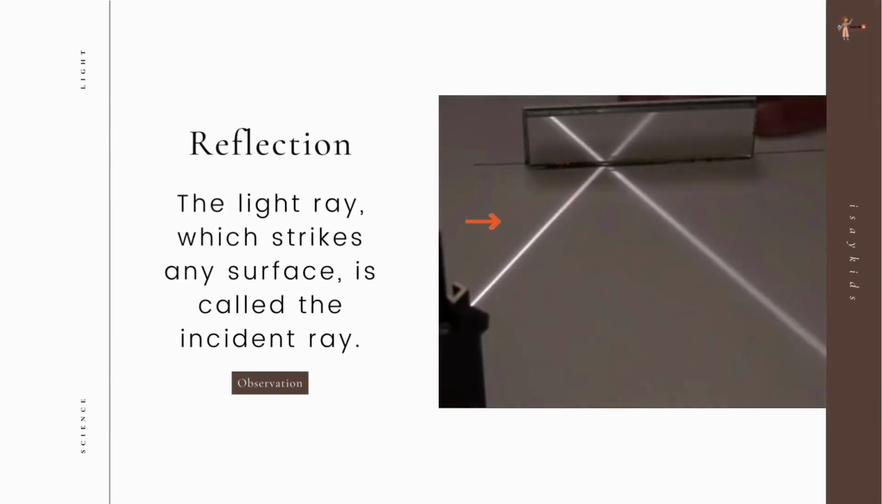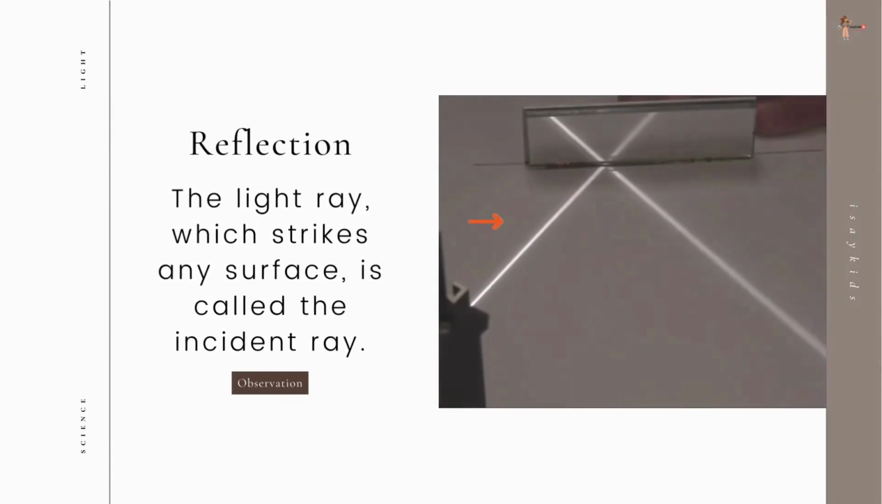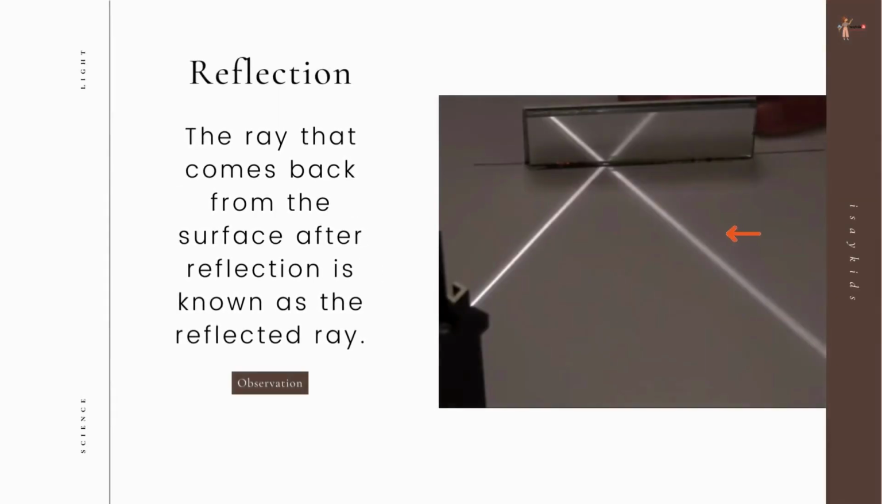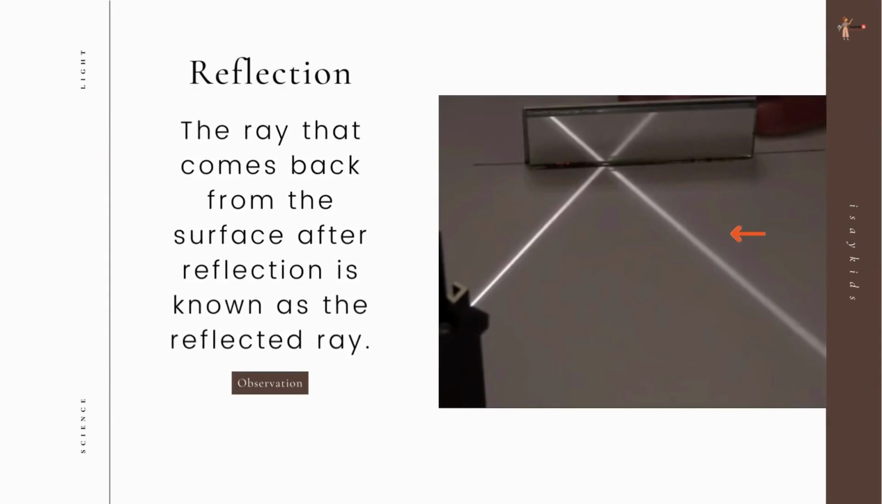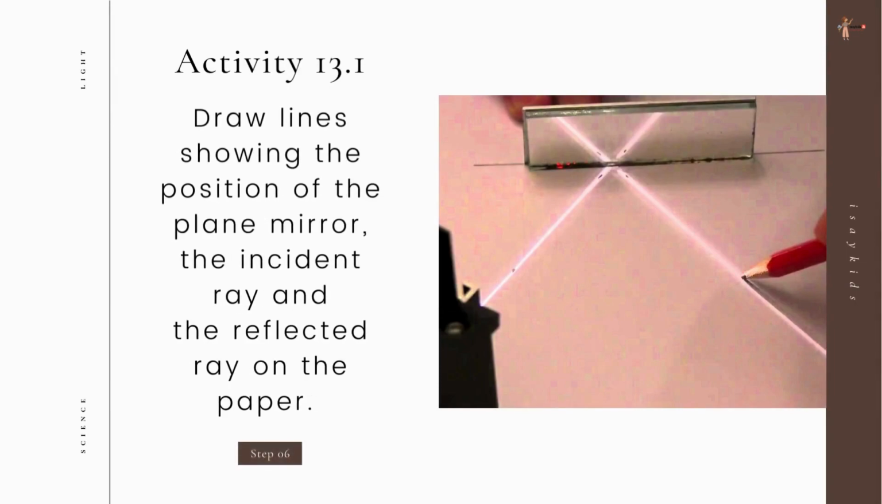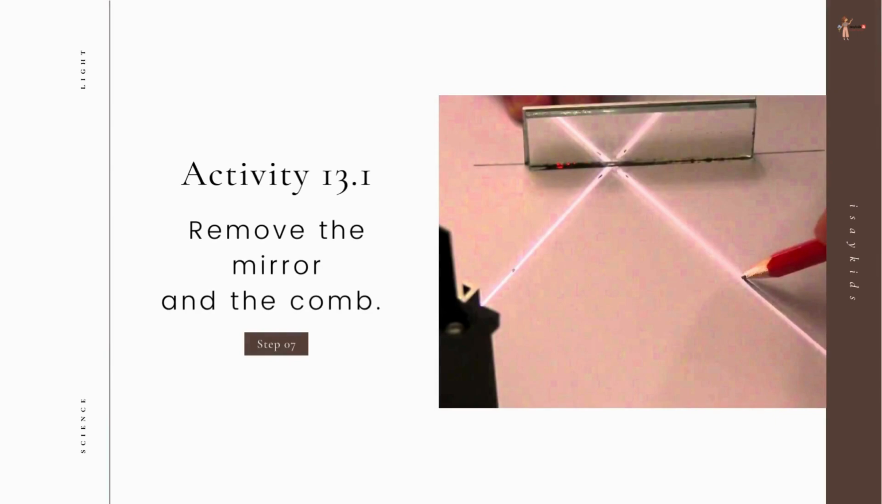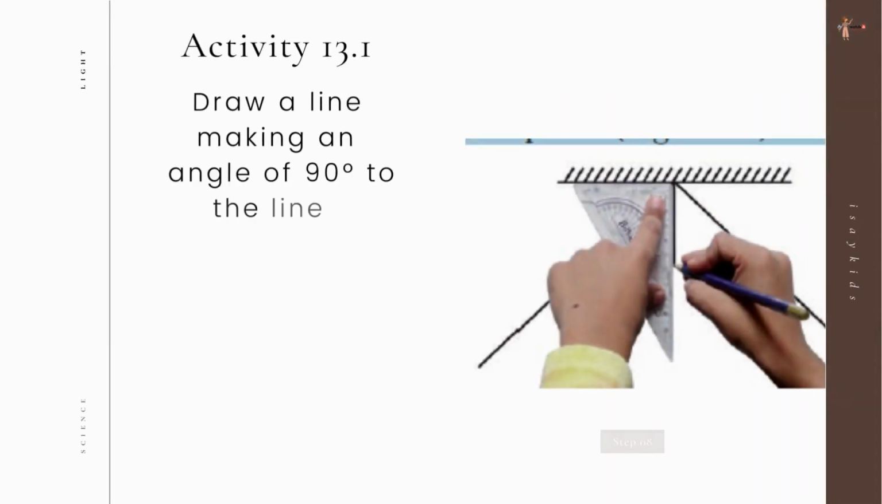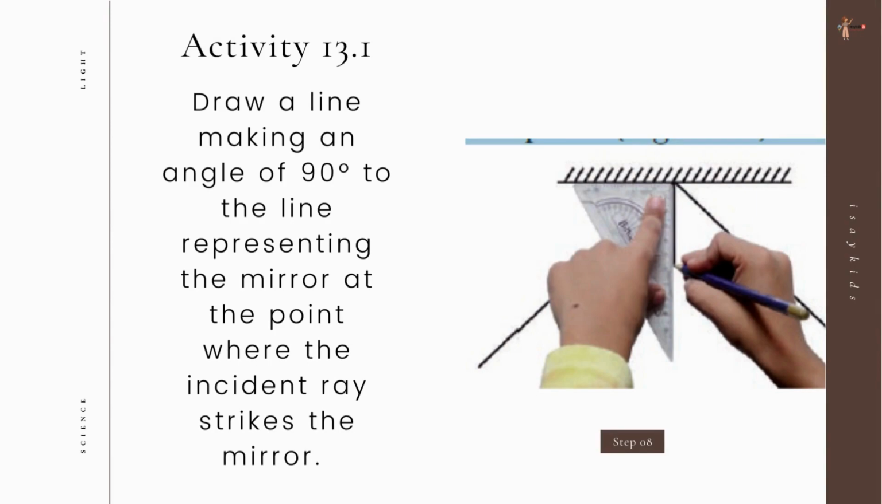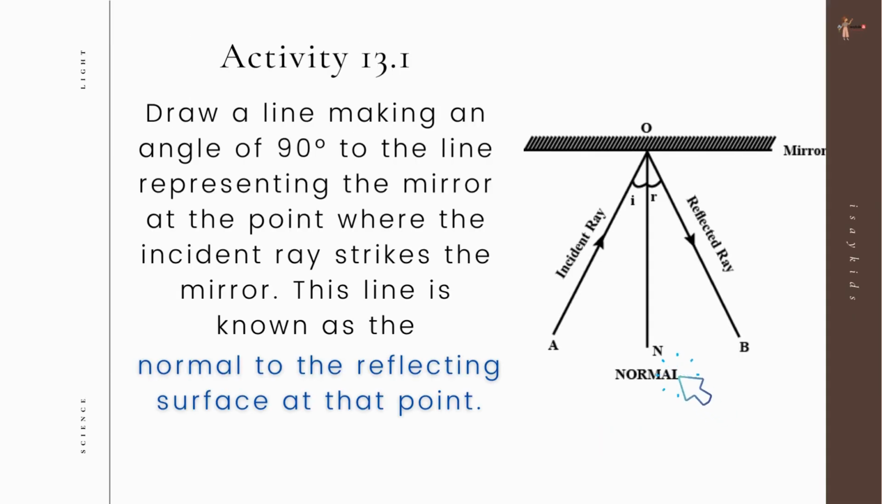The light ray, which strikes any surface, is called the incident ray. The ray that comes back from the surface after reflection is known as the reflected ray. Now, draw lines showing the position of the plane mirror, the incident ray, and the reflected ray on the paper. Remove the mirror and the comb. Draw a line making an angle of 90 degrees to the line representing the mirror at the point where the incident ray strikes the mirror. This line is known as the normal to the reflecting surface at that point.